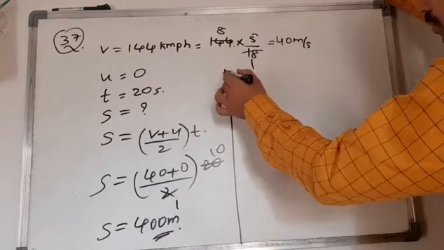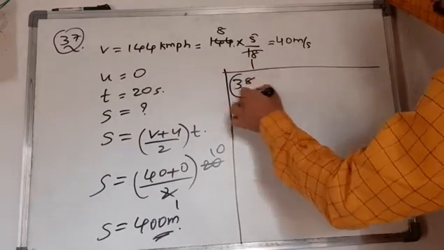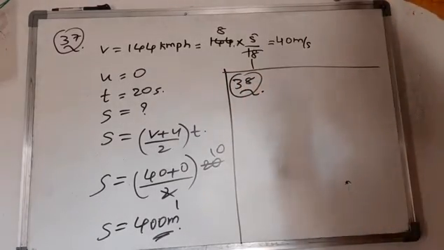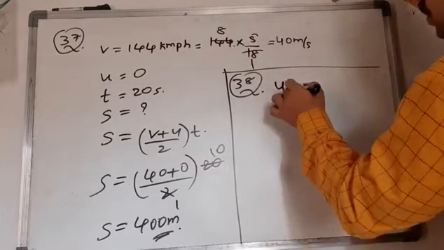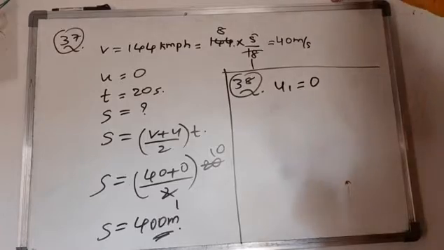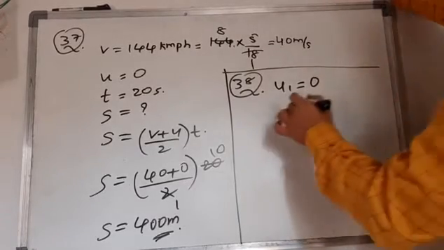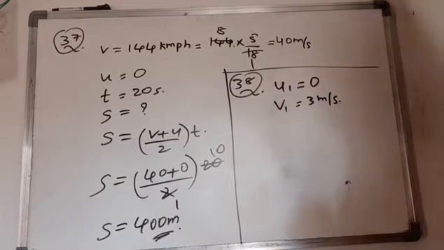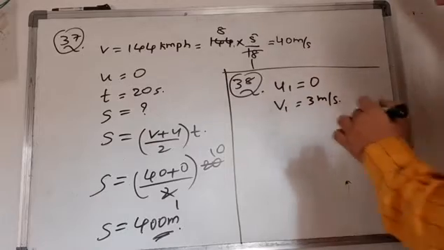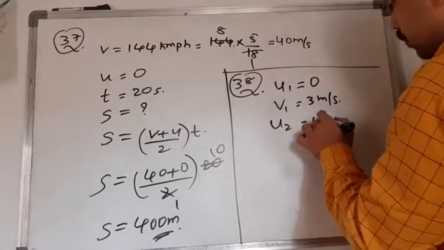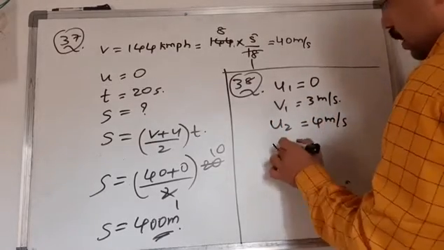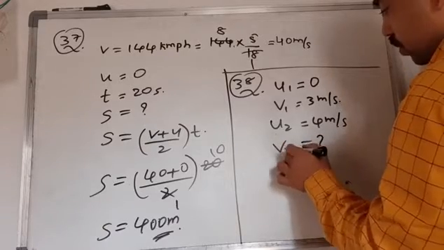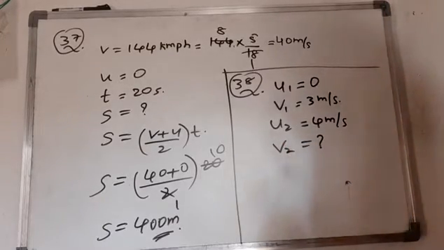Next, 38th question. In the 38th question, what is given? U1 is equal to 0 and V1 is equal to 3 meter per second. And if U2 is equal to 4 meter per second, then what will be V2? They are asking what V2 will be.